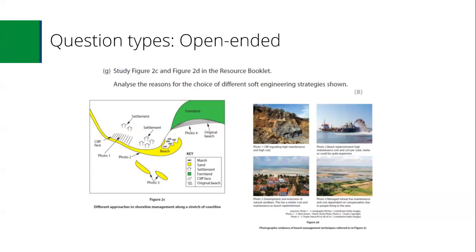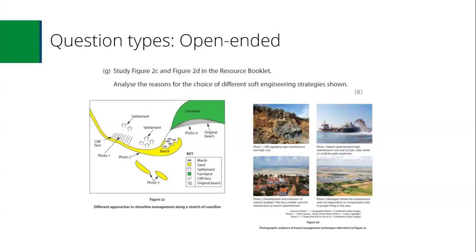So open-ended questions like this: analyze the reasons for choice of different soft engineering strategies shown. In this case, you can see it's got different photos, different cliff faces, different photographs and things like this. These depend on the command word, and require a longer response and require candidates to do different things. These questions in section A of paper 1 and section A and C of paper 2 require candidates to use the resource to form part of their answer.